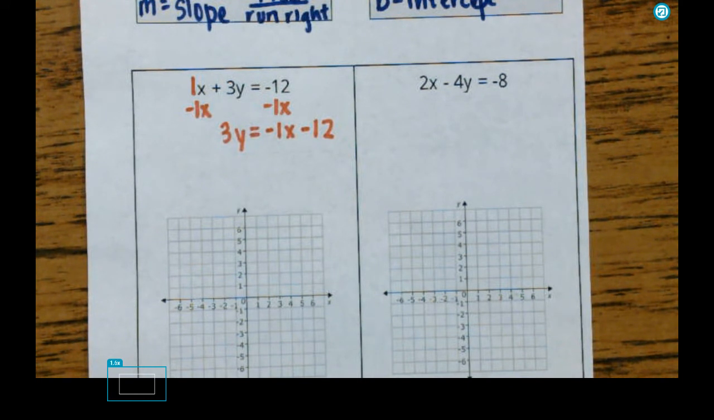Any questions about that step? You subtracted 1x from both sides.